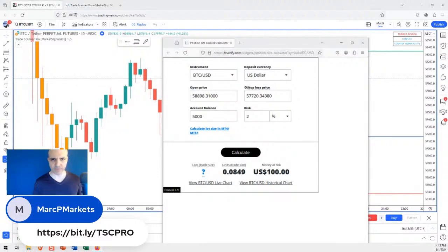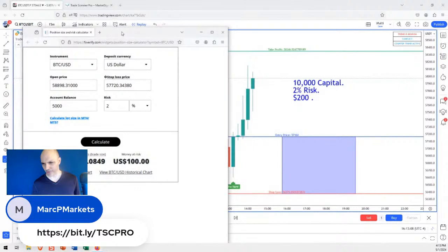You pick your instrument, okay? You pick your instrument here, Bitcoin, BTC USD, right? Bitcoin against the dollar. You put the open price. So here, we can even use this example here, okay? So this was 57,164, right? 57,164. I can't even type right, okay? There we go. And then the stop loss price, okay, which is 56,375. Okay. So again, I got all this from the trade scanner.